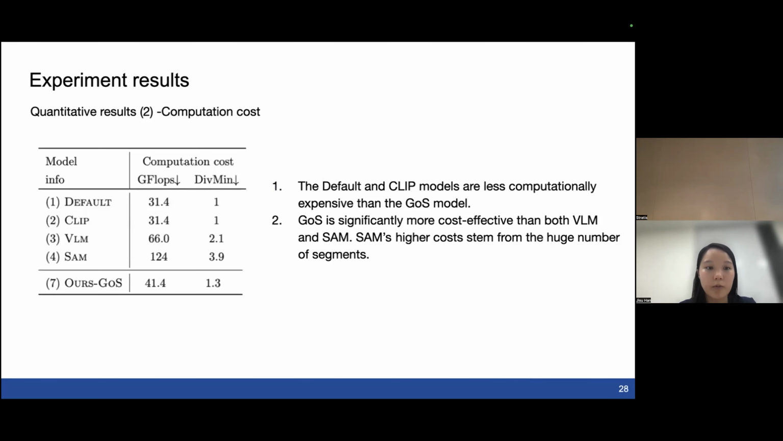We also finally want to report the computational cost. Here the GFLOPs are the computational cost that is calculated, and the diff-min is the column that is divided by the minimum value. And as you can see, GOS is significantly more cost effective than both VLM and SAM.